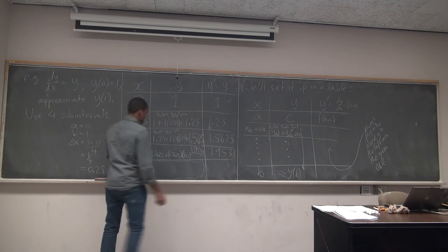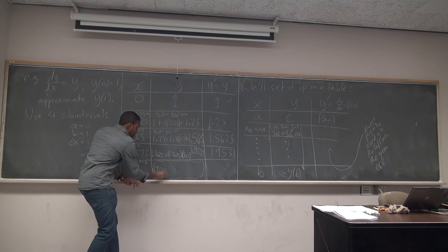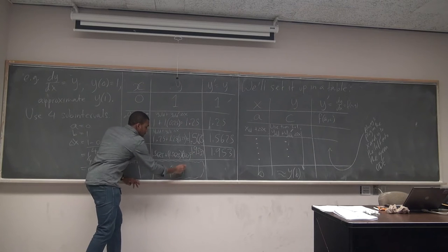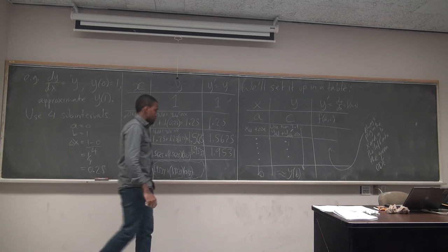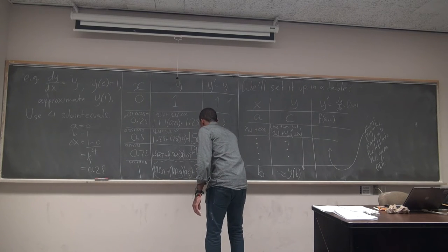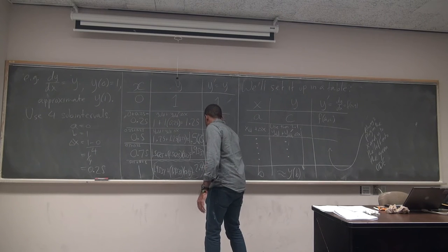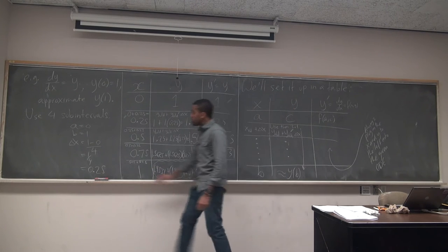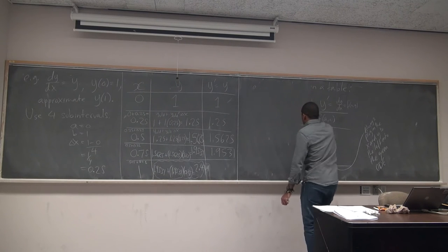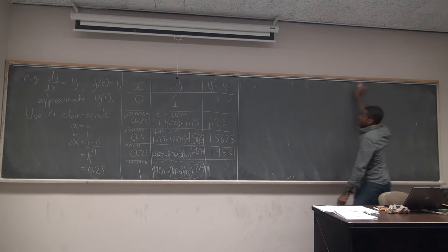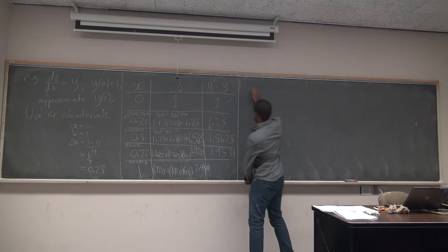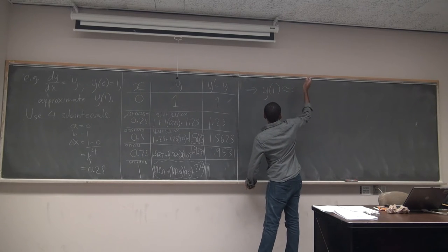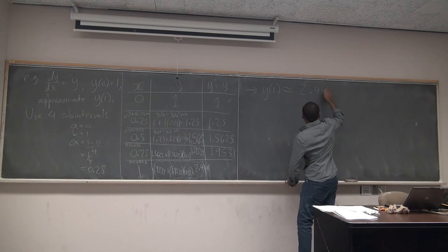Do it again. Old y value, 1.9531, plus old y prime value, 1.9531, times delta x, 0.25. What's that? 2.4413. And guess what? That's the approximation of my y value when my x value is 1. Therefore, I can conclude y of 1 is approximately 2.4414.